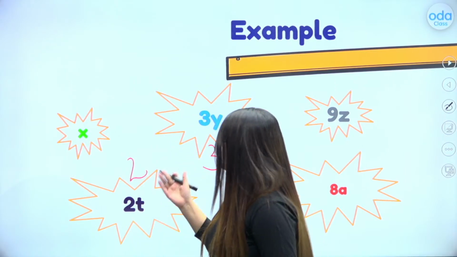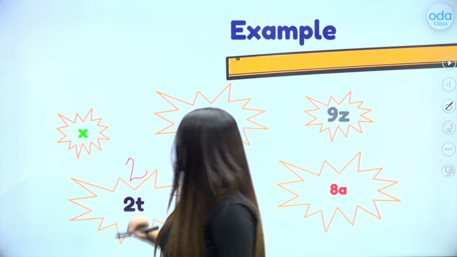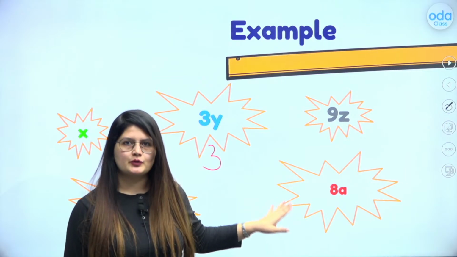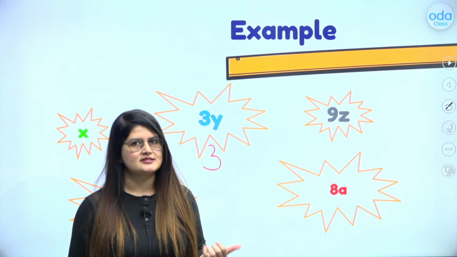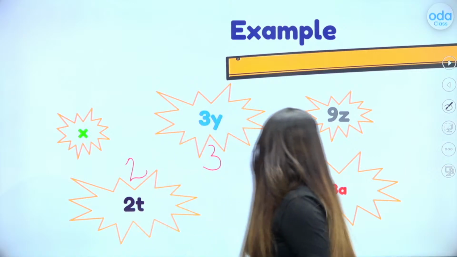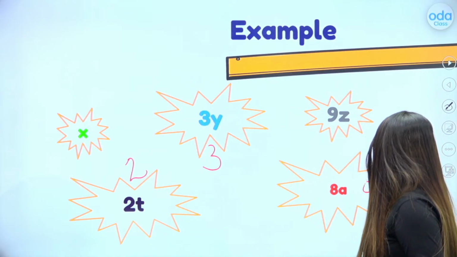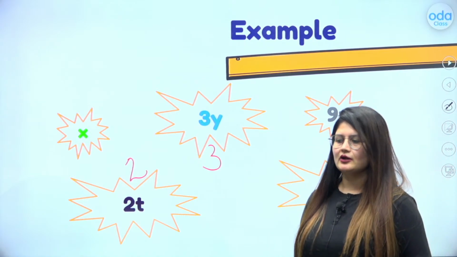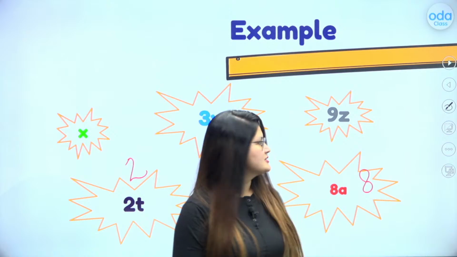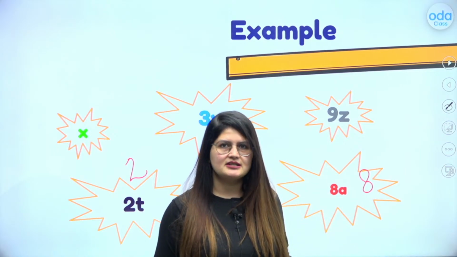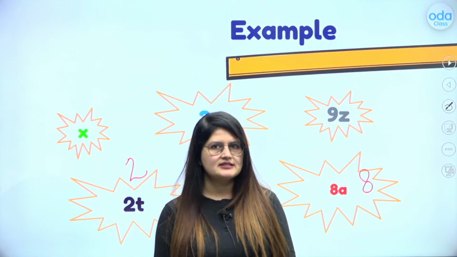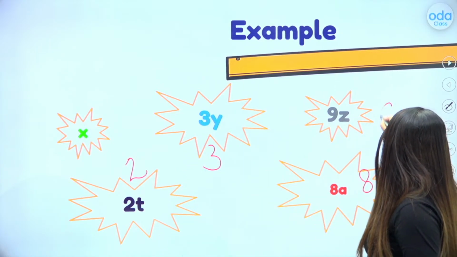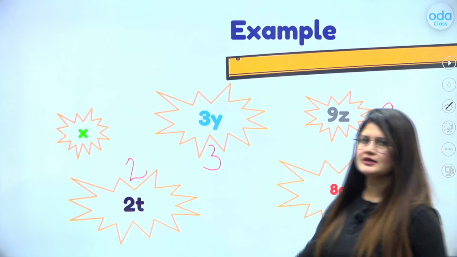Okay. Now, after that, if I ask you here, what is the numerical coefficient in 8a? So here the partner of a is what? That's 8. So clearly we could see that the numerical coefficient here is 8. After this, if I ask you in 9z, what is the numerical coefficient? You will say, ma'am, the coefficient of z is definitely 9, because 9 and z are getting multiplied. So the numerical coefficient here is 9.